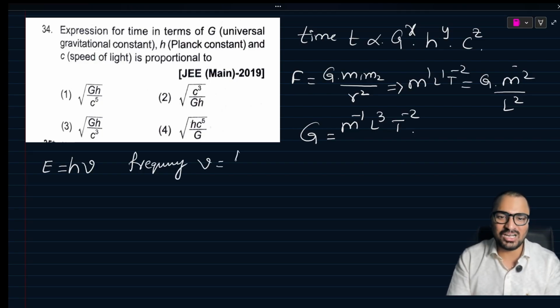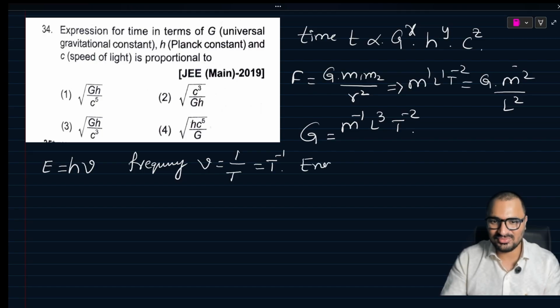Frequency is the reciprocal of time, so the frequency dimension is T to the power minus 1. Energy dimension is M1 L2 T minus 2.